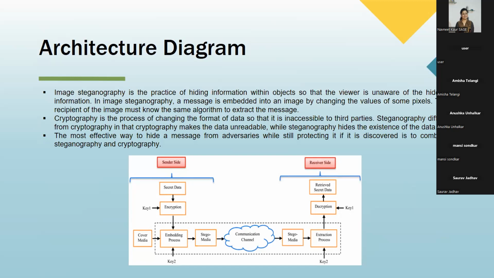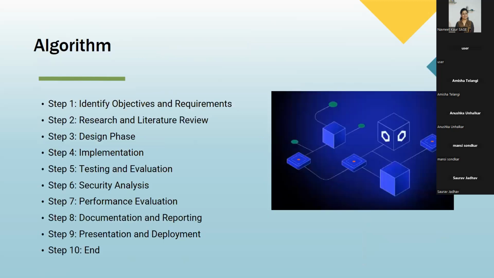This data is sent to the receiver side through the communication channel. On the receiver side, the data is extracted using the second key and decrypted using the first key. Now the data is retrieved by the receiver for reading purposes. As shown in this figure, this is the algorithm which we have used in our project.